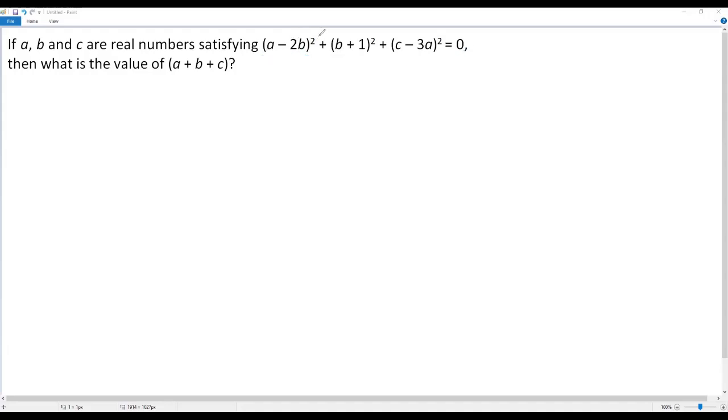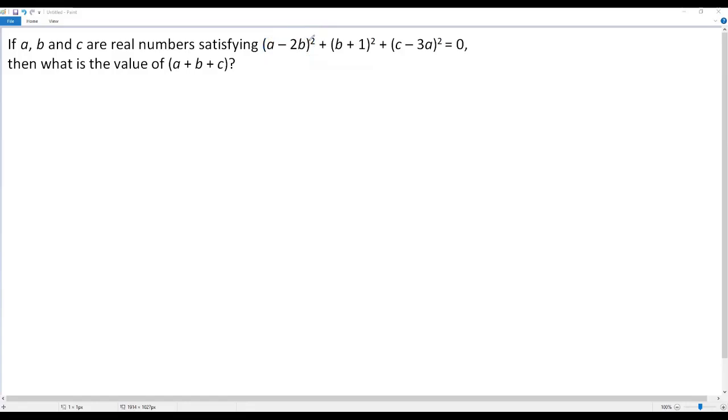So on the left side, we have (A − 2B)², (B + 1)², and (C − 3A)². We have the addition of three squared values. Okay, let me consider the first squared value. What is the sign of this squared value, (A − 2B)²? It can be positive or negative or 0? So it may be positive or 0. Definitely it cannot be negative.